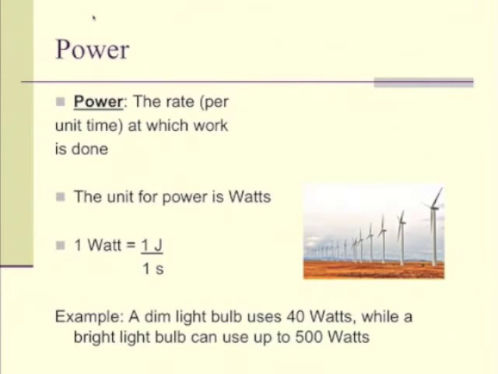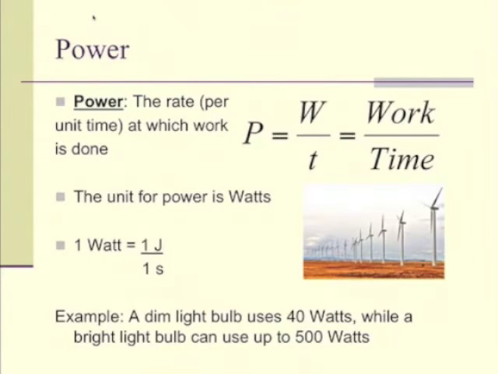Power is the rate at which work is done. So we already talked about work a little bit. The unit for power is watts, and so 1 watt is equal to 1 joule over 1 second. For example, a dim light bulb can use 40 watts while a bright light bulb can use up to 500 watts, because the brighter it is, the more work that's being done per second.